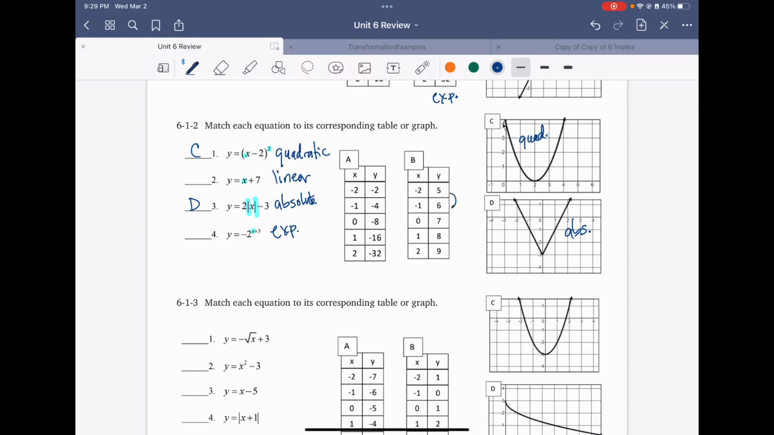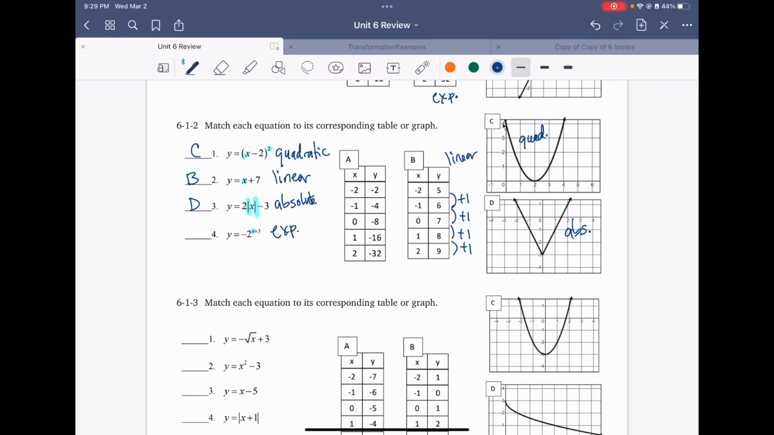So 5 to 6 is plus 1. 6 to 7 is plus 1. 7 to 8 plus 1. 8 to 9 plus 1. So we're adding the same thing each time. So that should be linear. So that is 2. So that means 4 should be our exponential.